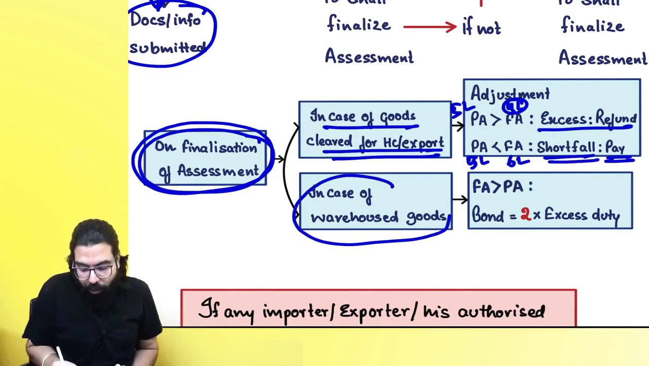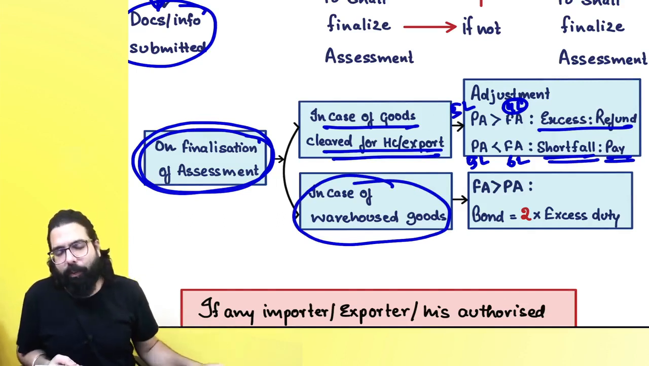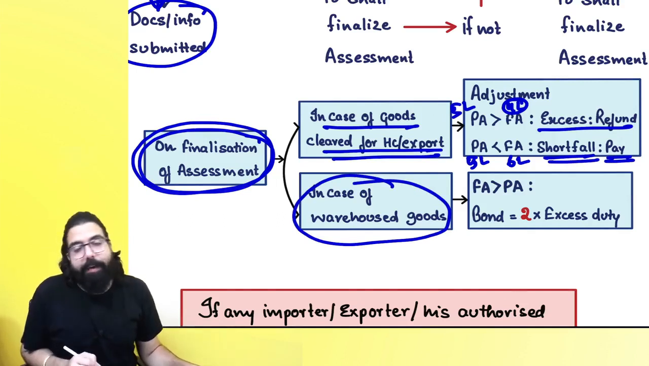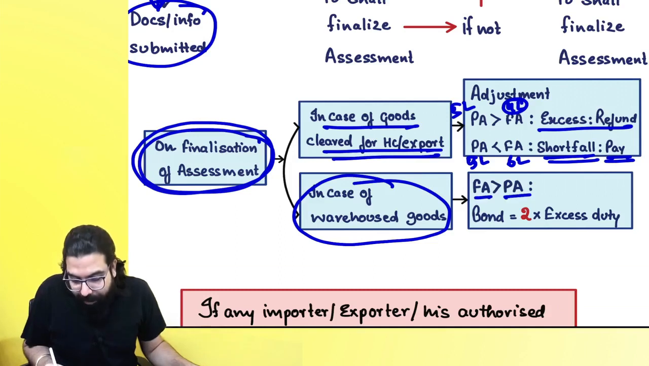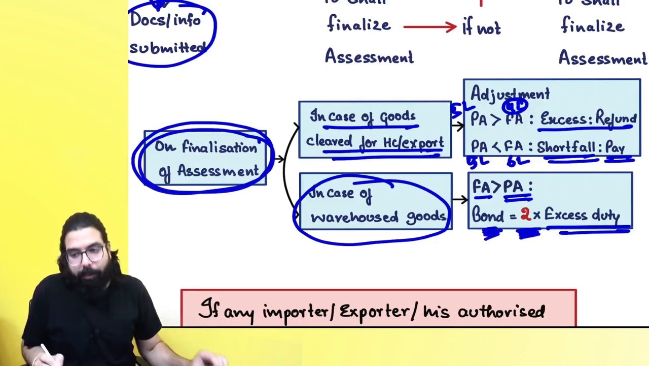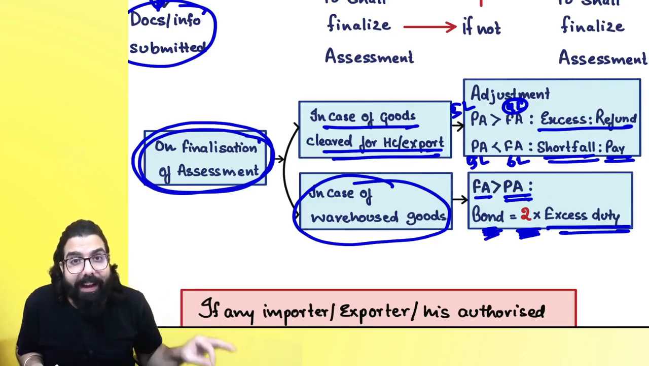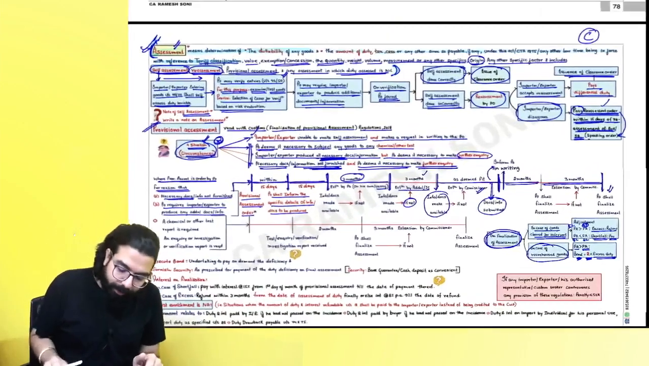In case of warehouse goods, always remember one thing, please remember everyone, in case of warehouse goods, they have gone ahead and told that if the final assessment is greater than the provisional assessment, you will have to give 2 times of the bond amount on the excess duty. 2 times of the bond amount has to be given. Okay sir, point is clear.